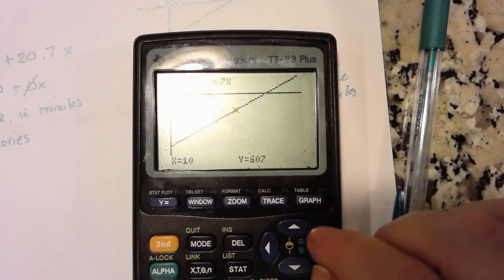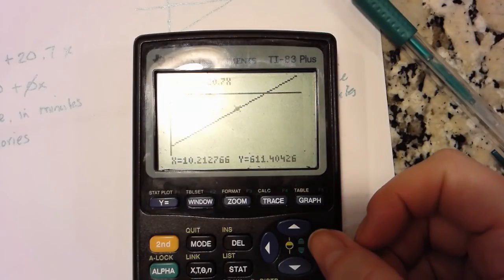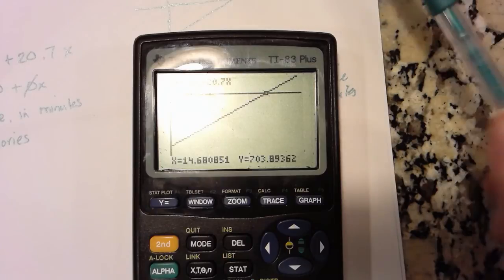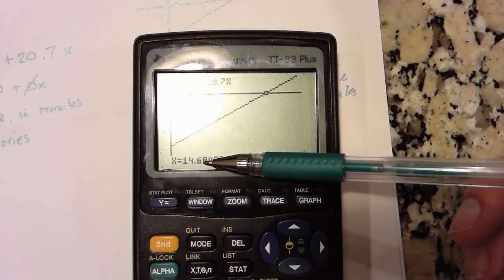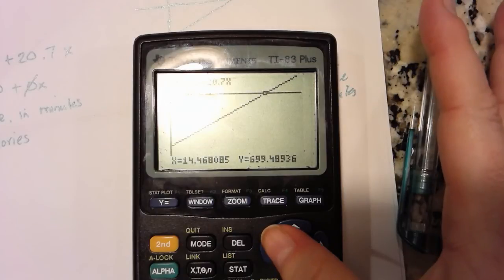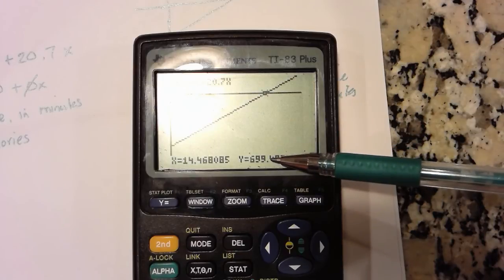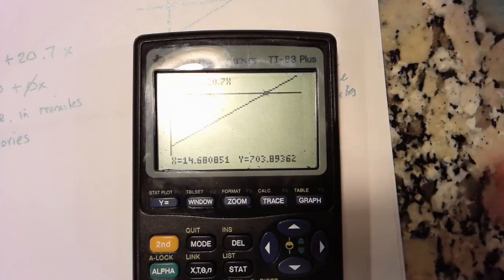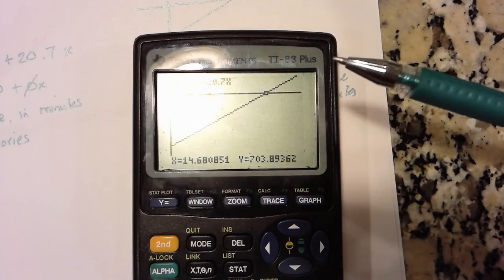We can do that with a trace. I happen to pop in right there. So if I move my trace up, and there I am. At a little bit over 14.5 minutes, he has burnt 703 calories. At 14.46 minutes, he's burnt 699 calories. So it's somewhere around 14.5 minutes, and we can tell that by the trace on our calculator.